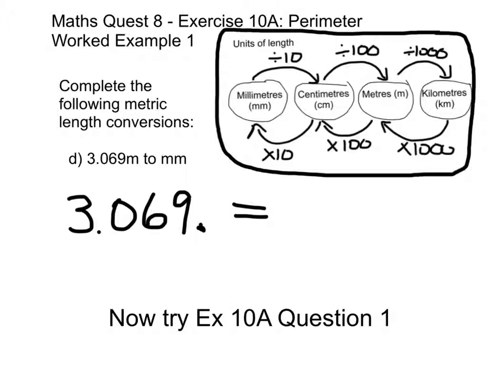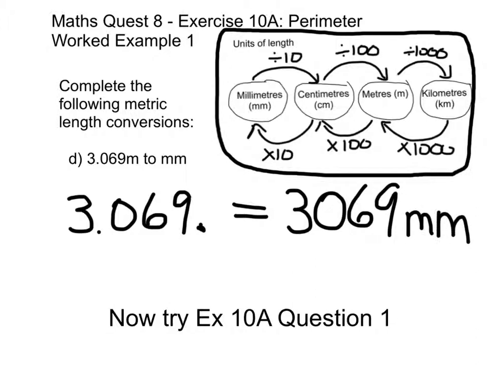So my answer will be 3,069 millimeters. So what that means is that 3.069 meters is the same as 3,069 millimeters. So what you need to do now is have a turn at exercise 10A, question 1.